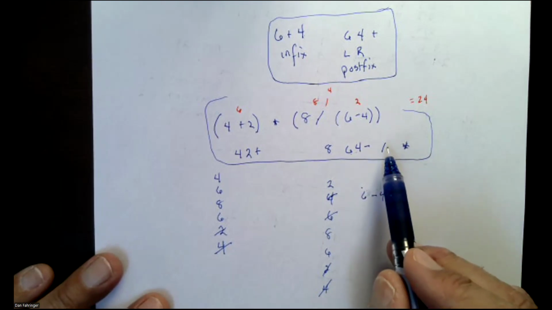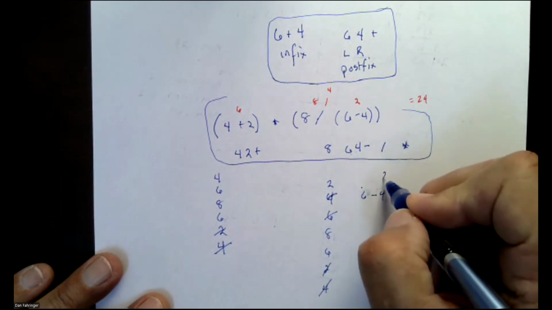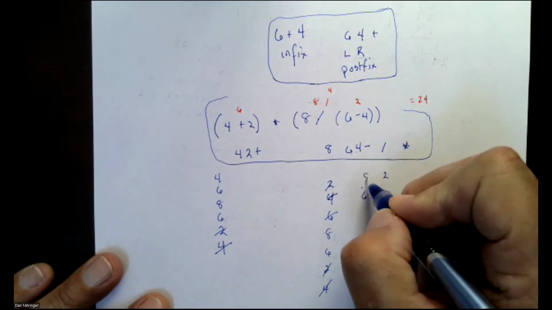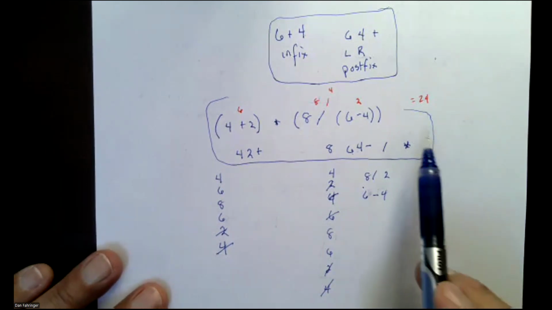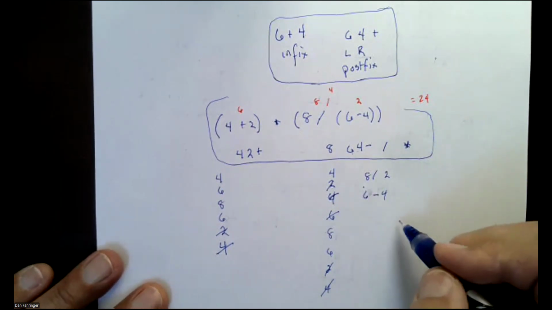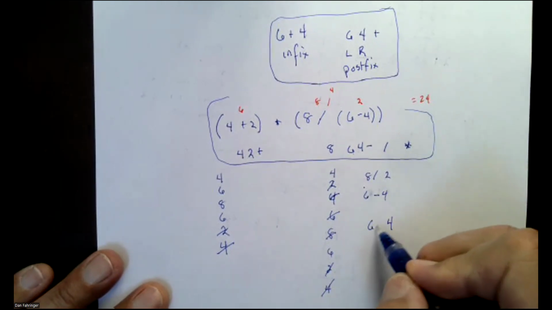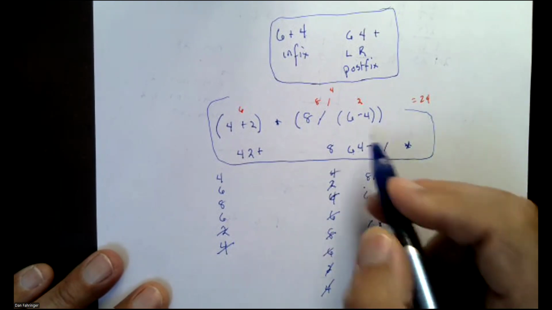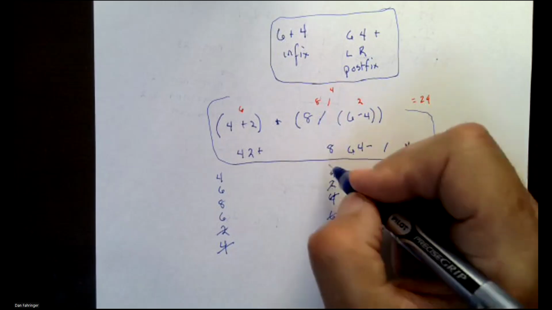Now I hit division. I'm going to pop the 2. That's got to be on the left. I'm going to pop the 8. That's going to be on the right. I get a 4, and I push that back on. I get a times. Pop the 4, that's on the right. Well, I got rid of that 8. Pop the 6, that's on the left. Multiply them, and I get an answer of 24. Once I get the answer, I push it back on.